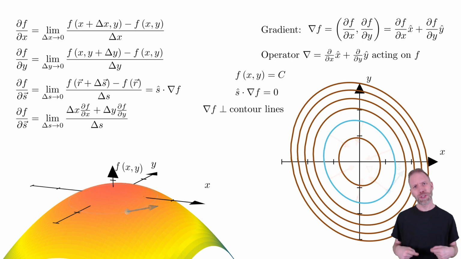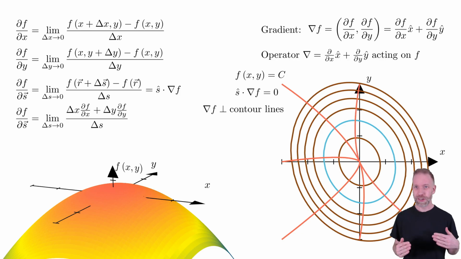Another useful visualization technique is field lines, which are lines that follow the direction of the vectors. These field lines will always be perpendicular to the contour lines. If we animate them, they will show our motion if we move in the direction of the vector field.